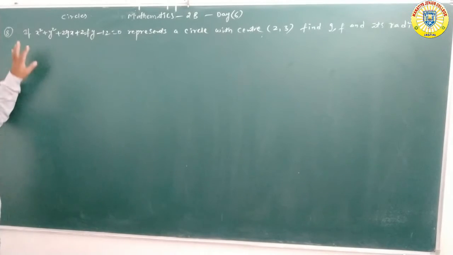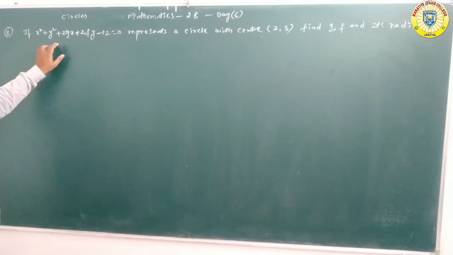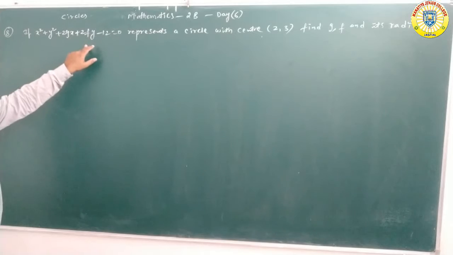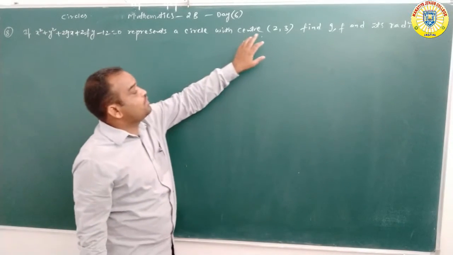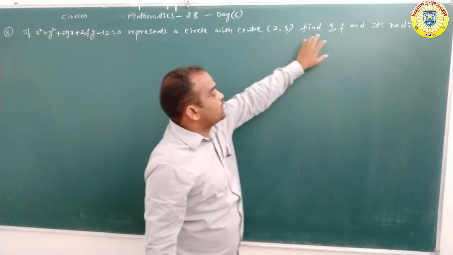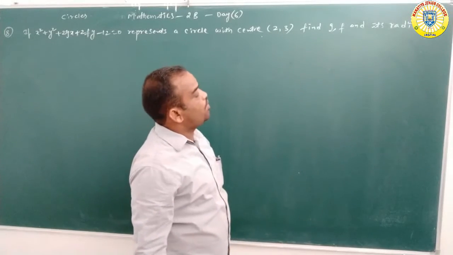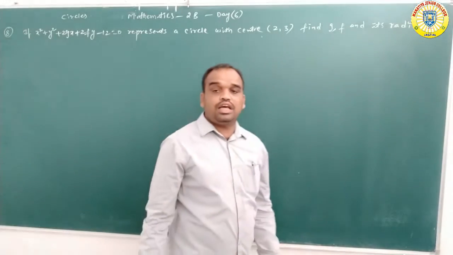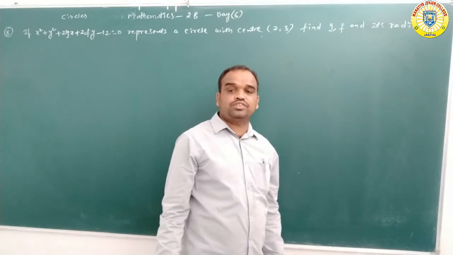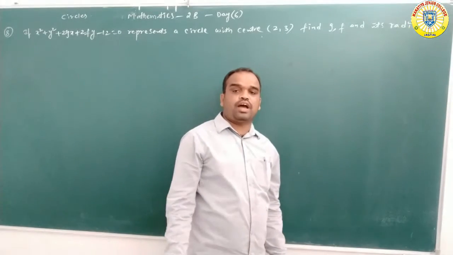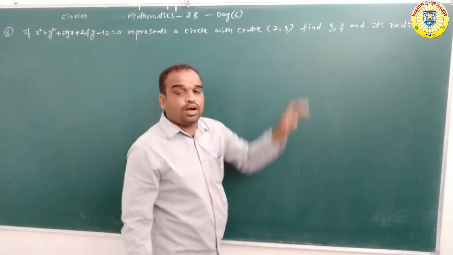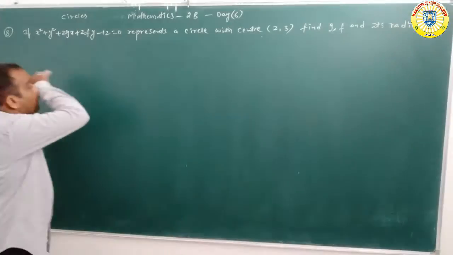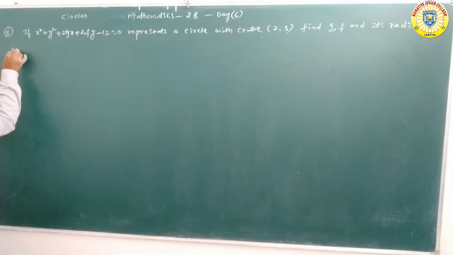See here, next question. If x square plus y square plus 2gx plus 2fy minus 12 equals 0 represents a circle with center (2, 3), find g, f and its radius. The center given is (2, 3). So the first solution is here.